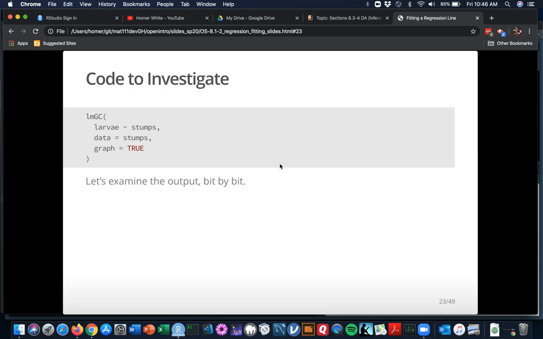So how do we investigate what that unknown line might actually be? We do it with a function called lmGC, okay? And the code looks just like making a scatterplot. Response variable twiddle explanatory variable, then the data set where those variables live. But if you want to see a picture of the line that we're going to produce, you say graph is true. So let's give this a try in RStudio.